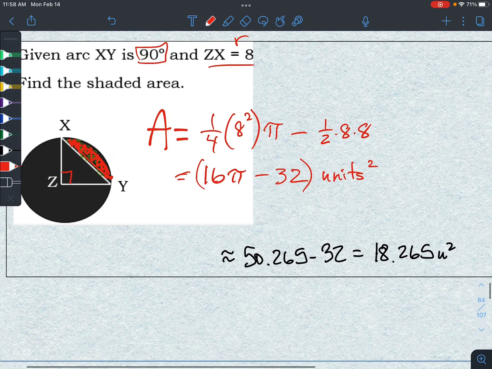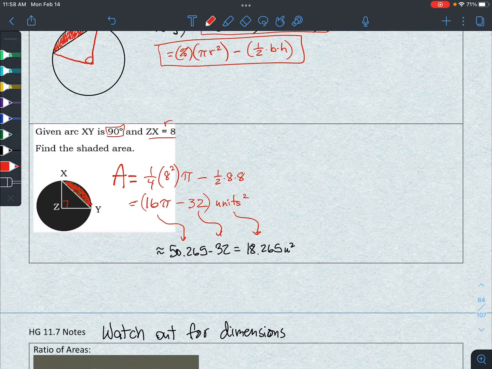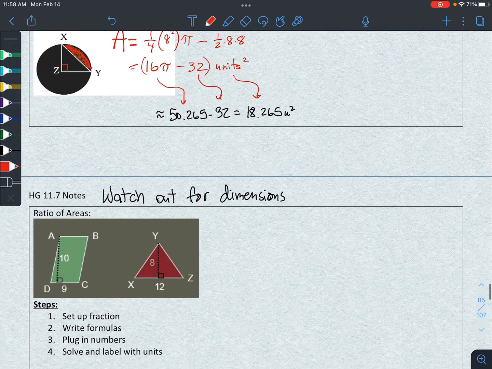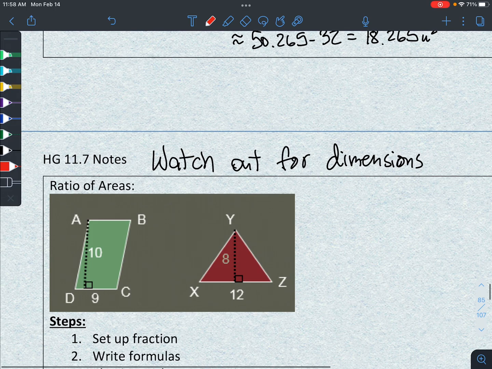If I were to approximate it out, 16 pi is about 50, 32 is that. So roughly my area to the nearest thousandths is 18.265. All right, well, tomorrow we look at dimension.